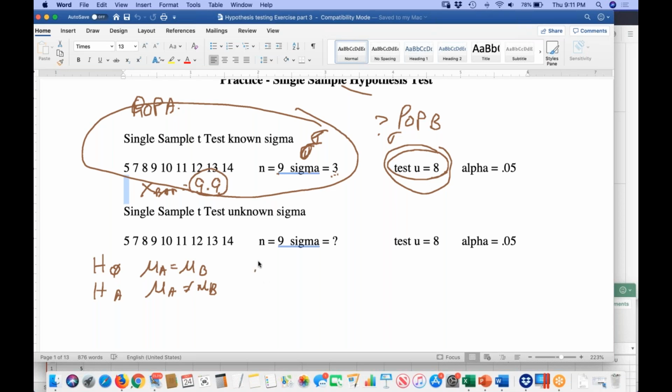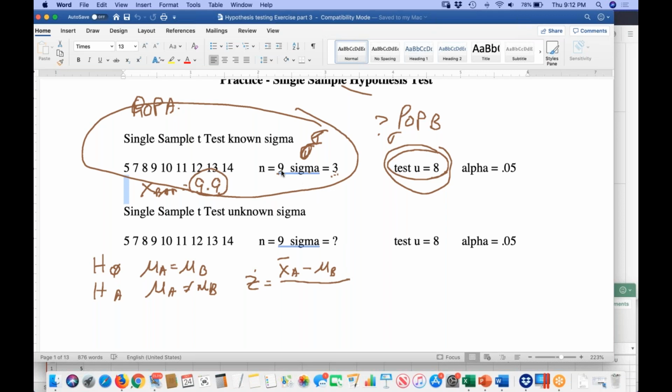So how am I going to do that? Well, I'm going to use my t-test. In this case, I know sigma, so I'm just going to use Z instead. So Z is equal to X bar, the mean for population A, minus the mean for population B. I'm putting mu in there because I know what it is, divided by the standard error.